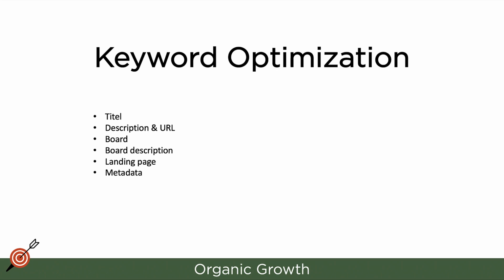Then every pin, of course, links to a page, and the page that we link to also needs to be optimized for the keywords, so the landing page. And finally, we also have the metadata, which can be the name of an image, for example, small details, but also play a role in keyword optimization. And this list that you see here, from top to the bottom, kind of explains how important everything is.